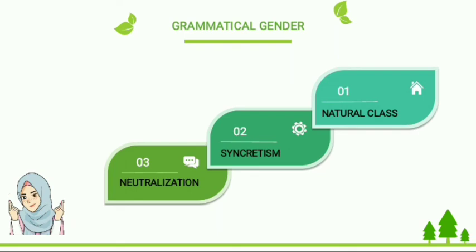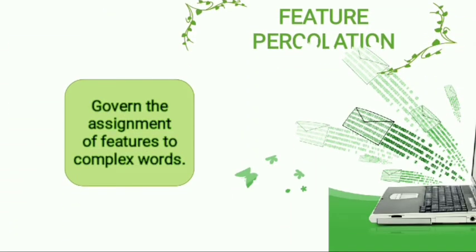So the natural class is related to the sense, and syncretism is related to the categories, or related to the grammar. And then the last is about naturalization. Naturalization means that the feature used is a natural one. Okay, and then the last one is feature percolation. It means the rules that govern the assignment of features to a complex word.